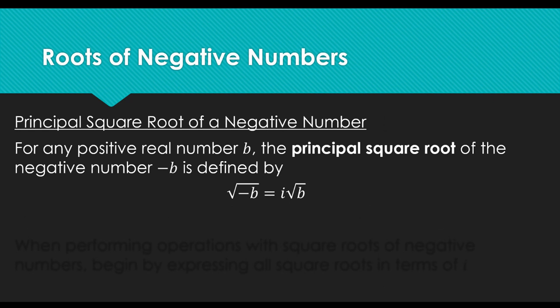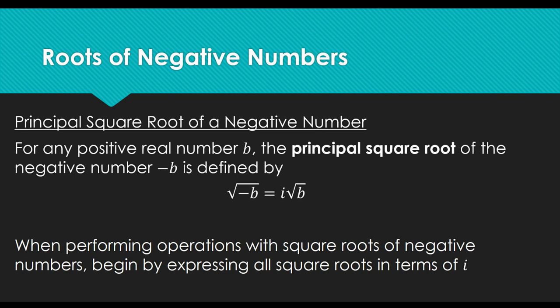All right, let's talk about roots of negative numbers. So we have something called the principal square root of a negative number. It says for any positive real number b, the principal square root of the negative number negative b is defined by the square root of negative b equaling i times the square root of b. Okay, it's similar to what we've talked about in the past. Remember, anytime there's a negative number under the square root, then you can think of that negative as negative 1 under it, and square root of negative 1 is i. And then you can just simplify whatever that square root of b is after the fact.